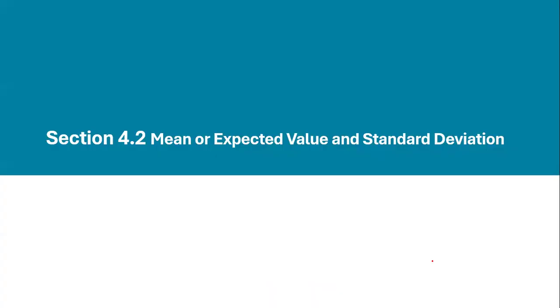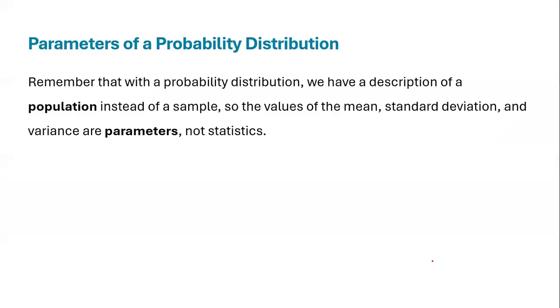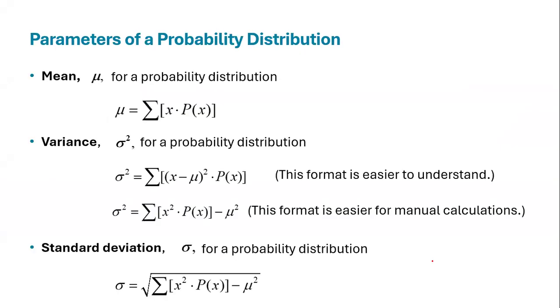Now in section 4.2, we want to see how we can find the mean and standard deviation of any probability distribution. Something important to remind you is that all probability distributions are descriptions of the population. So when I'm talking about the mean and the standard deviation, I'm using the formulas that work for the population, and the notations for the population. So they are all parameters, not statistics, because parameters describe the population.